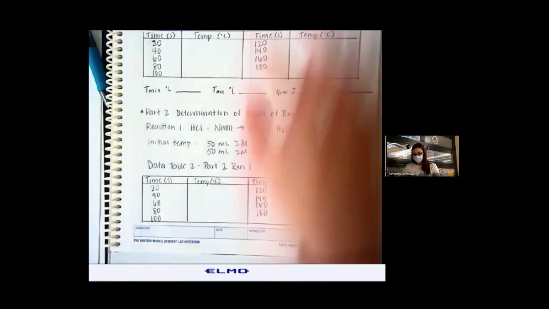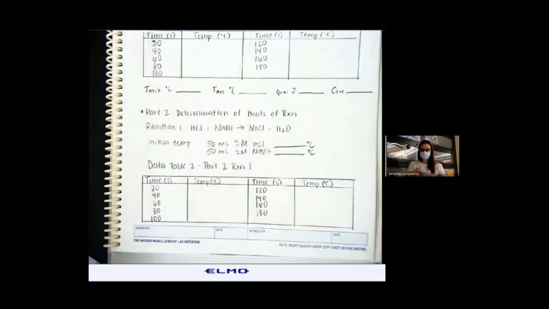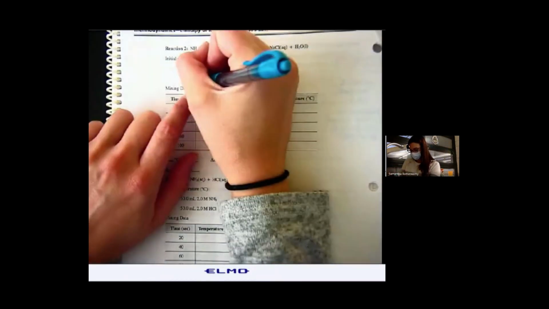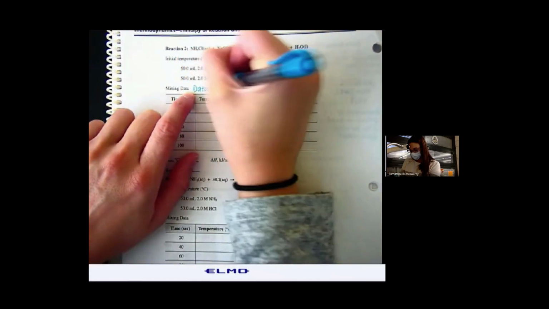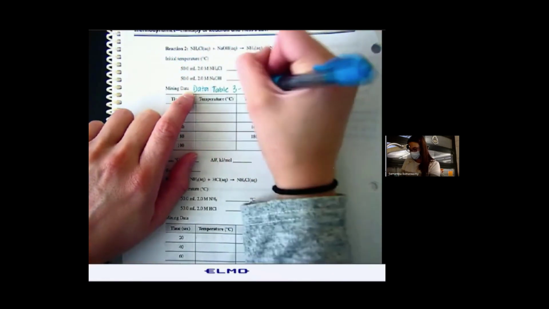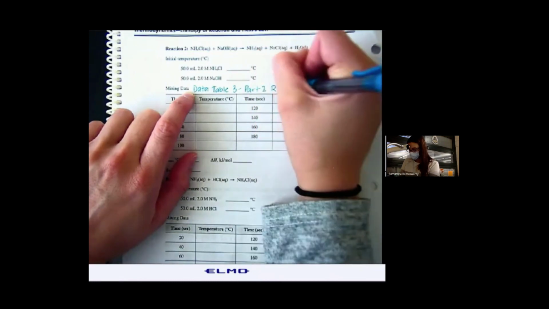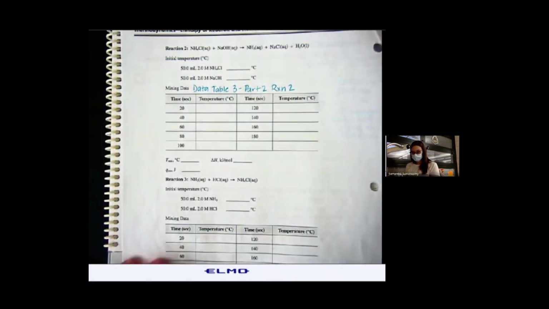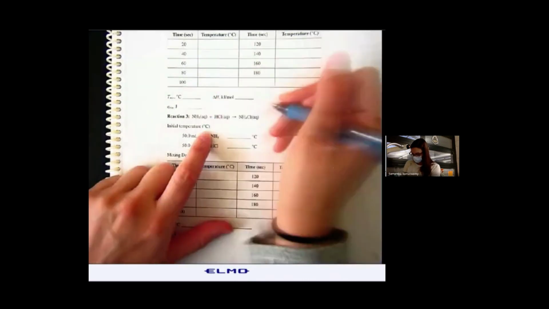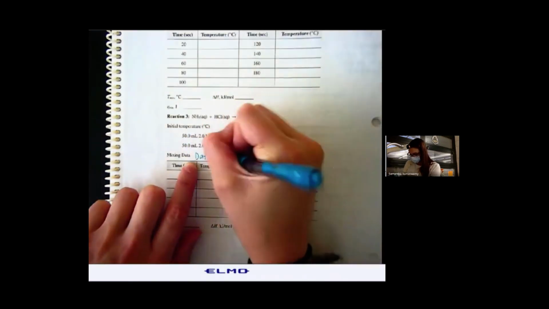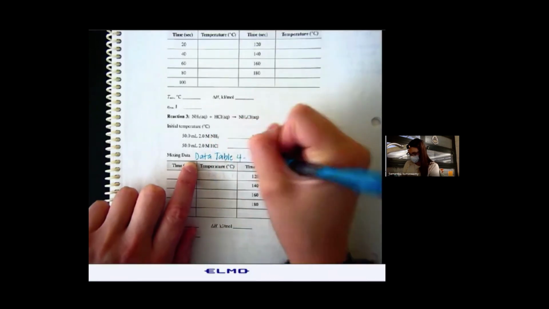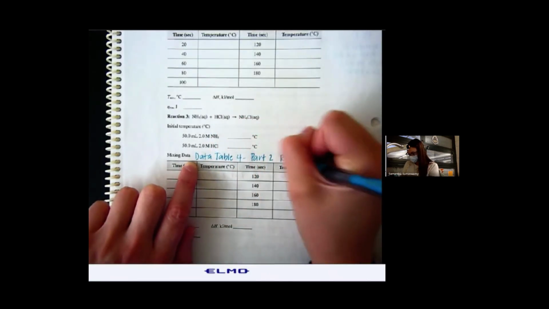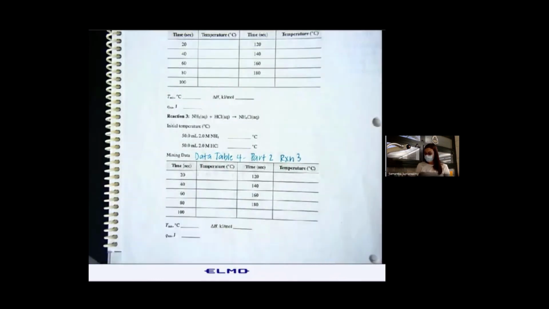So we did the first two together. So then for reaction 2, you want to make sure that you label this so we're ready for data table 3. So this would be data table 3, part 2, reaction 2. And then down here, data table 4, part 2, reaction 3. Oh, I forgot to put the numbers at the bottom.